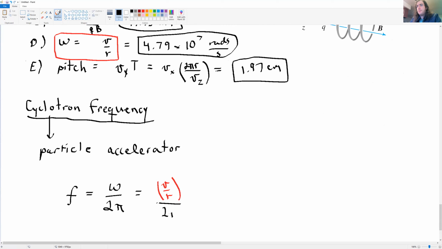Divided by 2 pi here. And what we can do is plug in for R what we know from the uniform circular motion of a charged particle in a magnetic field. So we have V. Let's pull the factor of 2 pi out on the side so things don't get too cluttered. So 1 over 2 pi, and then it's V over R. R is mv over qB. So we can see cancellation of V's here.